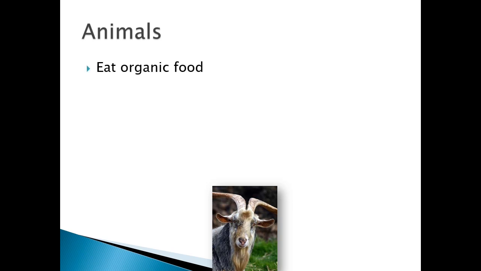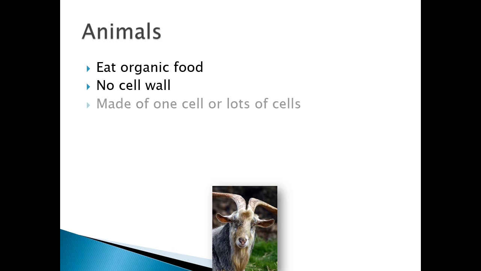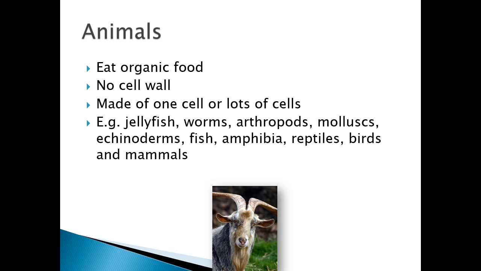We think about what all animals do, though. We know that they eat food, organic food. They eat food which was once alive, so organic food. They have no cell walls. They may be made of one cell, which you might find in the sea, called zooplankton, or else it might be made of lots of cells. And again, we've got a wide variety of different animals. Now, some are very simple, some are more complex. There's jellyfish, worms, arthropods, which include insects, mollusks, echinoderms, that's like starfish, fish, amphibia, reptiles, birds, and mammals. So again, we've got lots of different groups of animals.